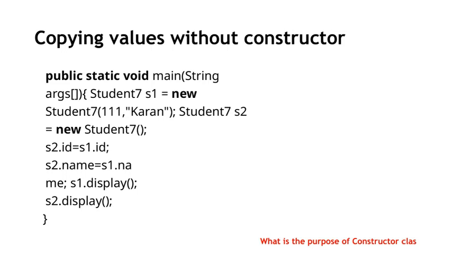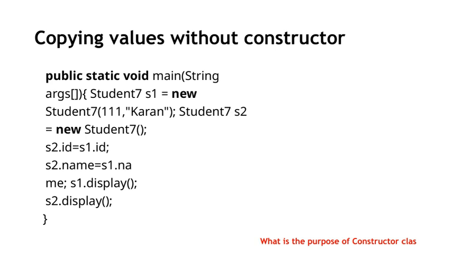Let's look at this example where we're copying values without using a constructor. Here, in the main method, we create a Student7 object S1 with an ID of 111 and name, Karen. Then, we create another Student7 object S2 using the default constructor, which doesn't set any initial values. Notice that instead of copying the entire object, we're manually assigning S1's id and name to S2. This is a key point, because it shows how copying values directly can be error-prone and cumbersome.